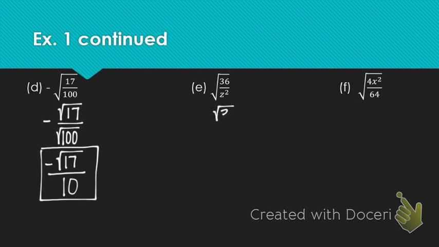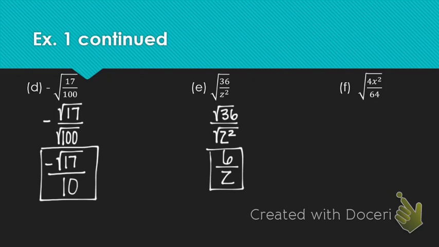Okay, split up the numerator and the denominator. So the square root of 36 divided by the square root of z squared. Is 36 a perfect square? Yes. What's the square root of 36? 6. And what about z squared? Is that a perfect square? What's the square root of z squared? Z. And once again, we're finished. But do you see how much easier it is to visualize when we split up the numerator and the denominator?